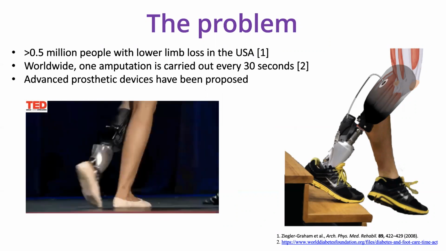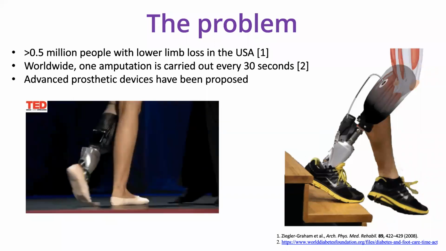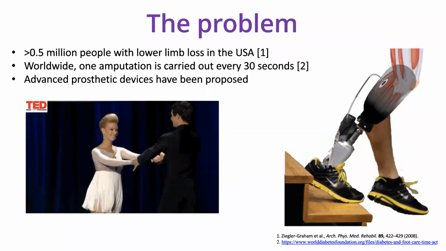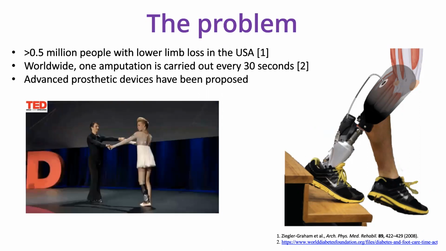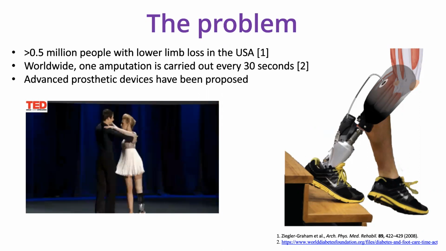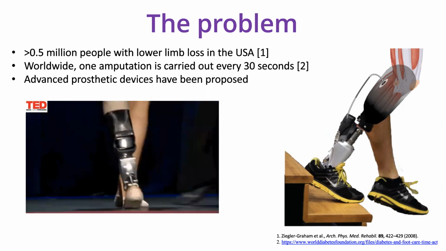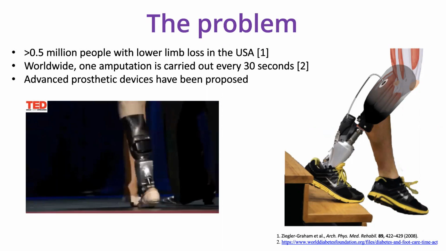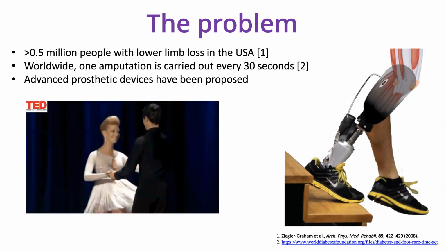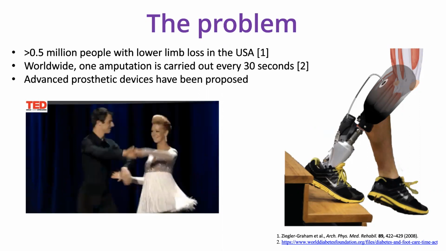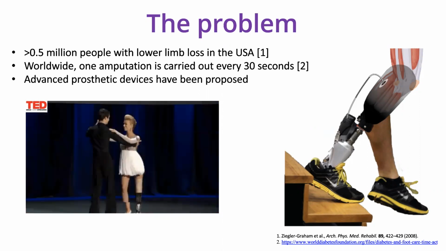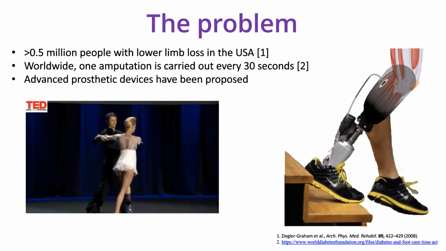And several advanced prosthetic devices have been proposed. You can see here this video, this TED Talk that was given. It was a specialized prosthetic device for dancing. The latest TED Talks from the group here at MIT, or there at MIT when I was there, feature climbing prostheses. So there's very fancy prosthetic devices being created. They're just very expensive, I suppose.